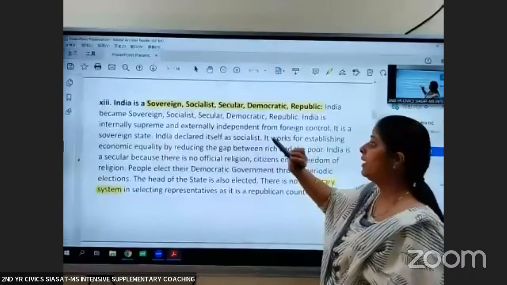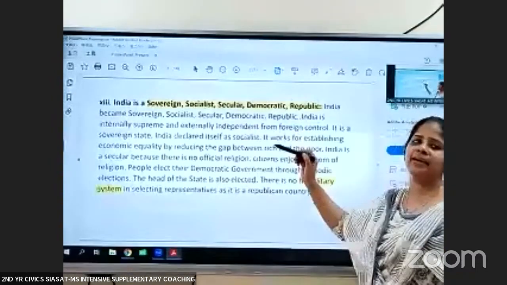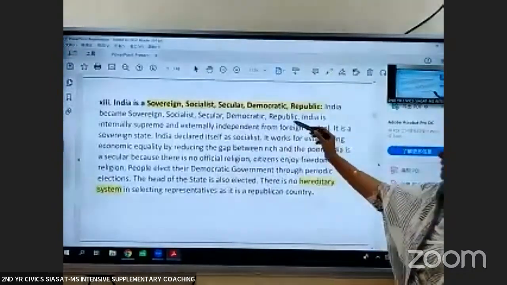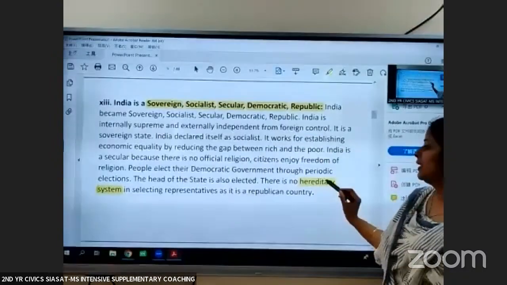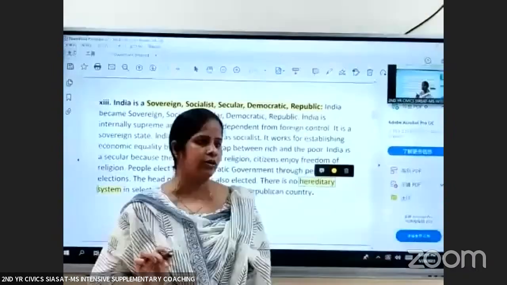It is secular because we don't have an official religion. It is democratic. The people of the country elect their representatives. It is a republic because the head of the state is elected. Hereditary system is not followed here.